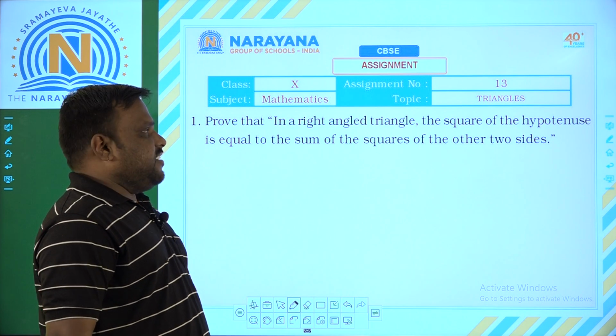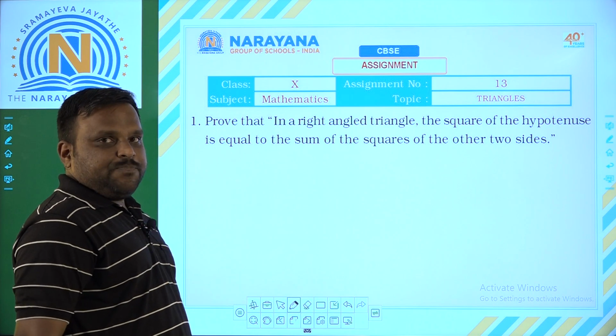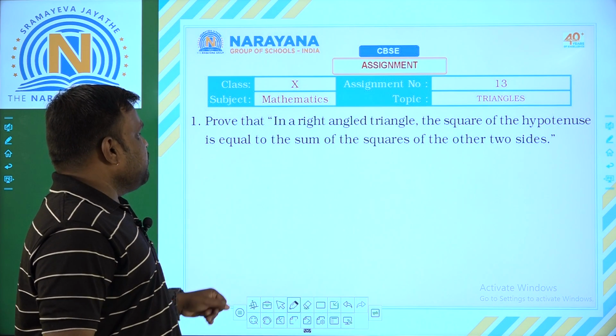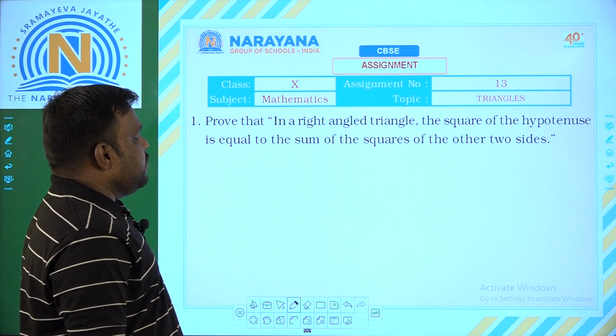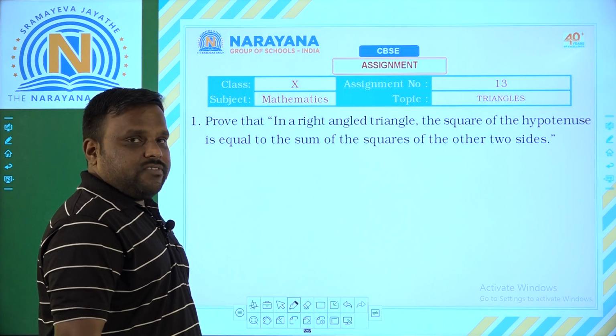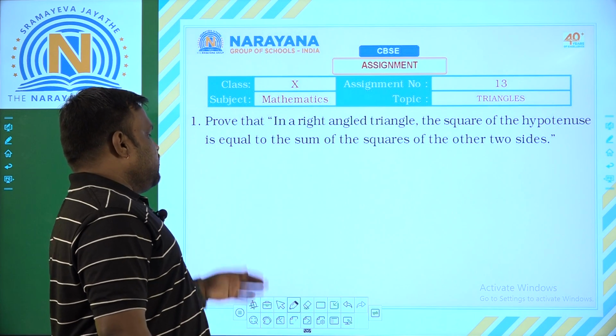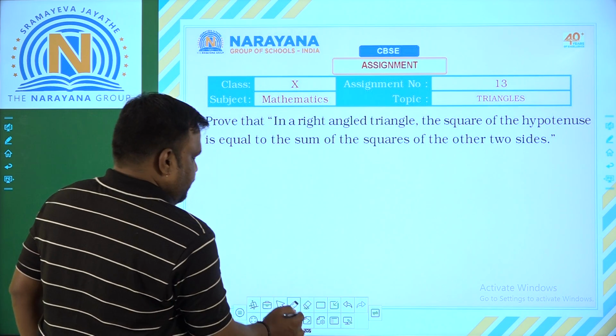Today we are going to discuss assignment number 13 based on triangles. Here, first question is a theorem. Prove that in a right angle triangle, the square of the hypotenuse is equal to the sum of the squares of other two sides. This is Pythagoras theorem proof. So let us have the proof for this theorem right now.